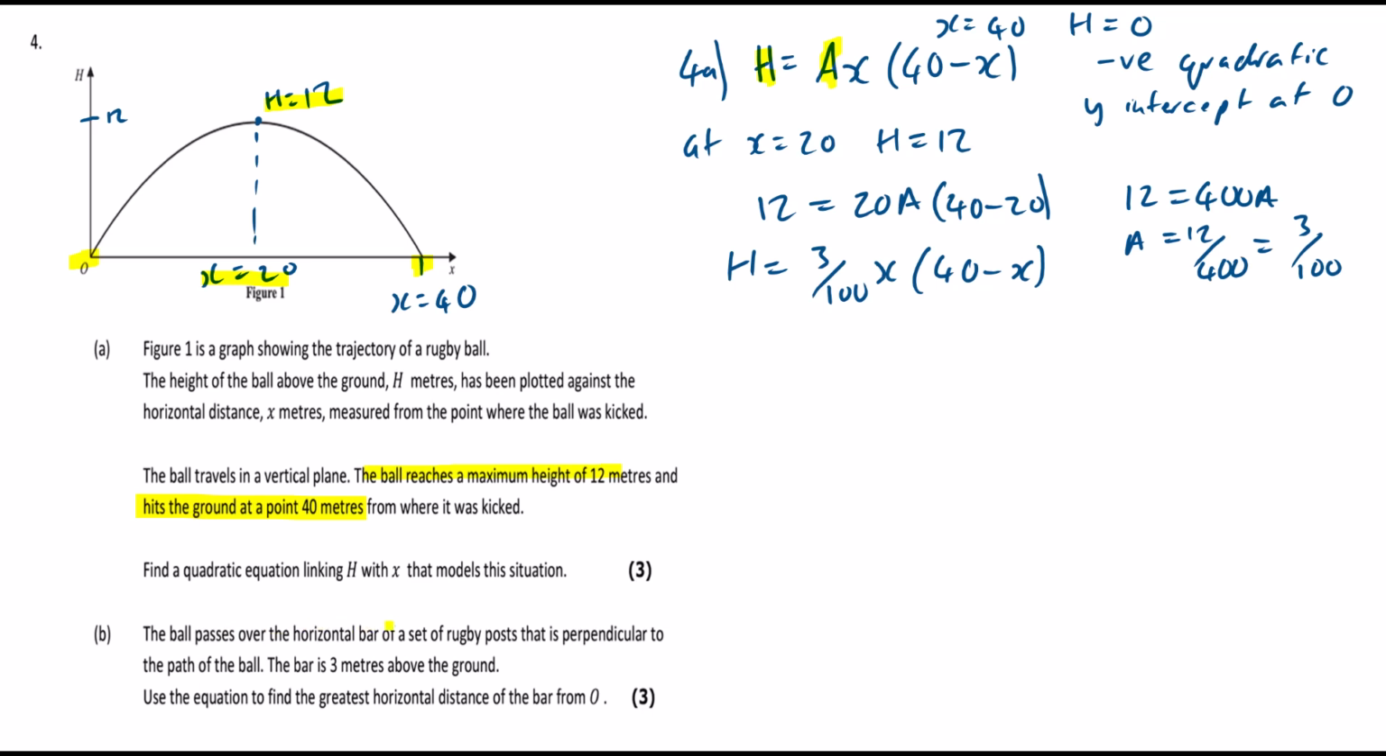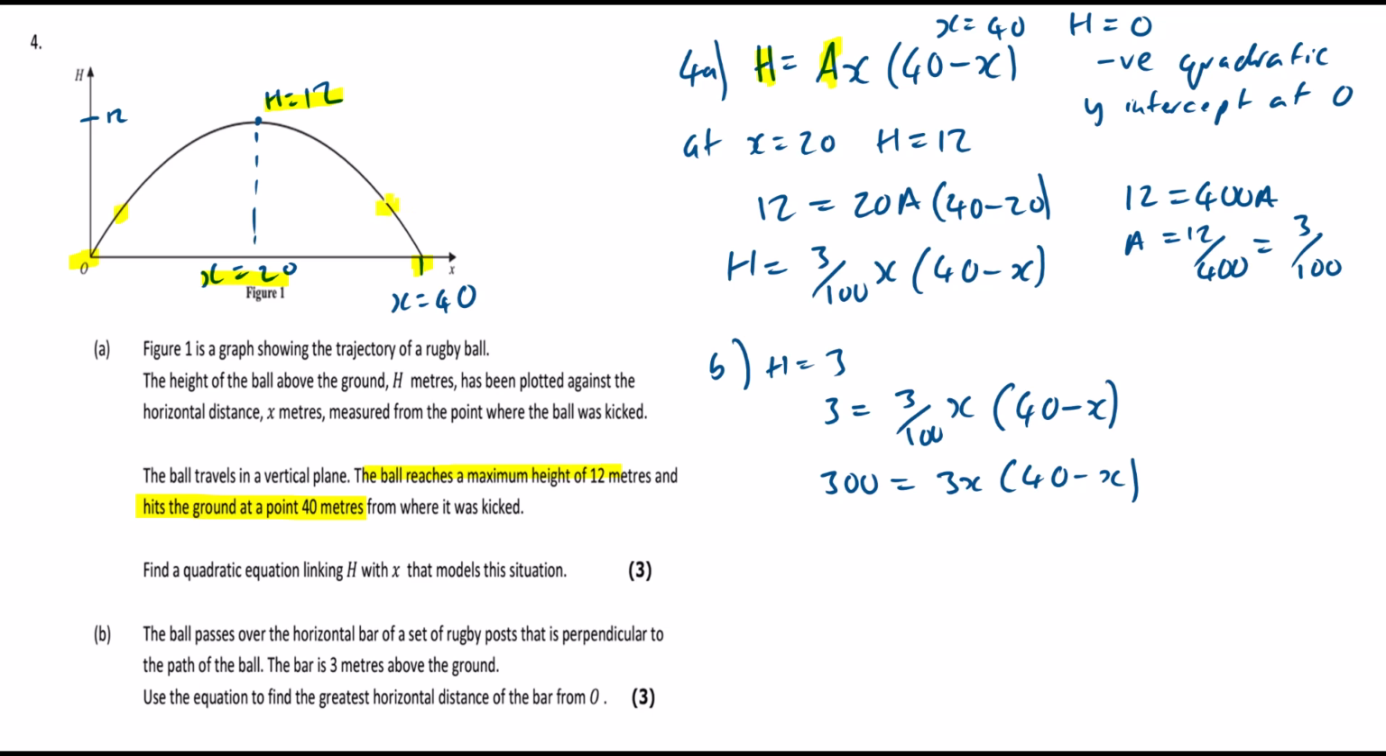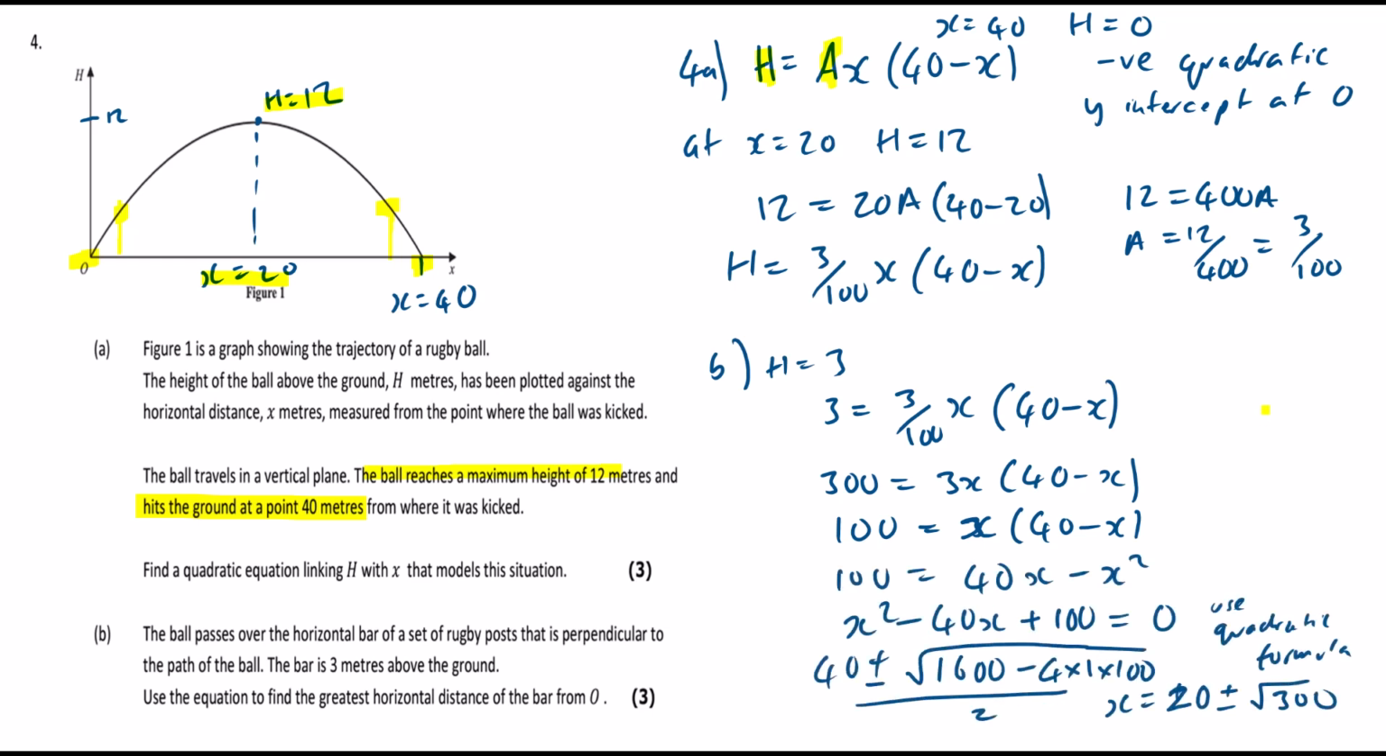Right, the ball passes over a horizontal bar of a set of rugby posts that is perpendicular to the path of the ball. The bar is 3 meters above the ground. Use the equation to find the greatest horizontal distance of the bar from 0. So we just substitute H into 3 into the equation we've made. We can rearrange it and solve for X. Now think about it, the bar 3 meters can be here and here, so we are going to get a quadratic with 2 values, for example. Could be here at 3 meters and here at 3 meters. So expand, make a quadratic, rearrange and solve.